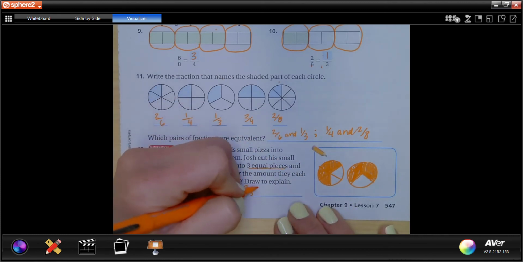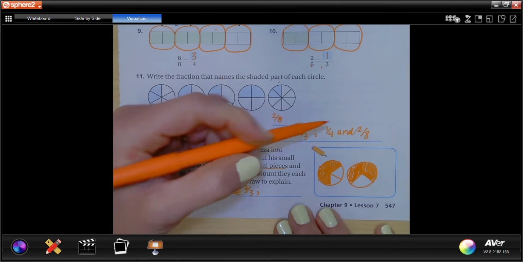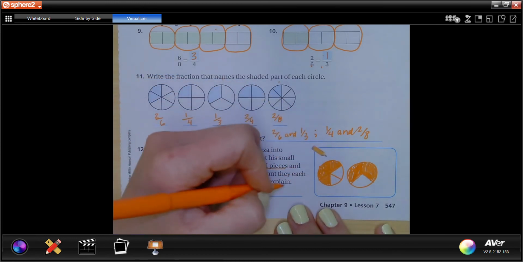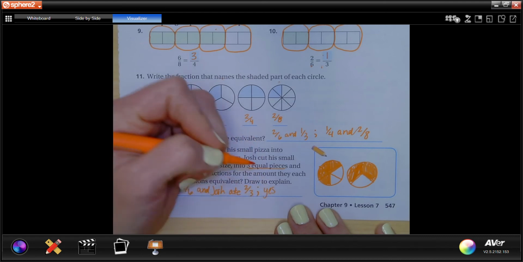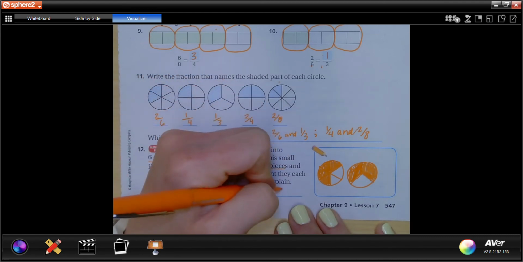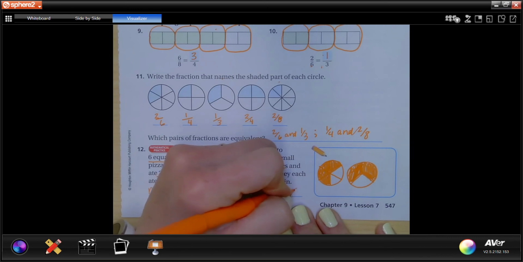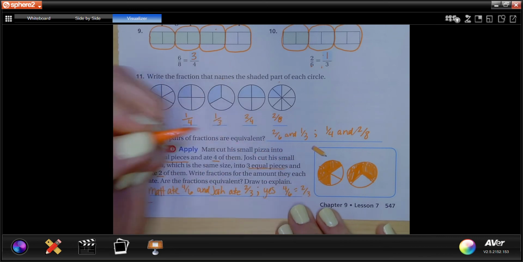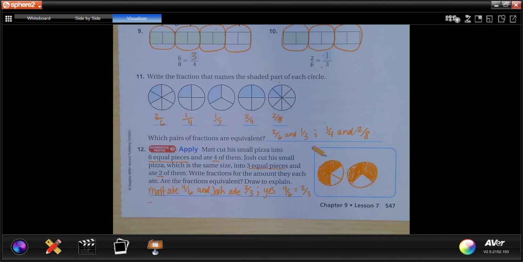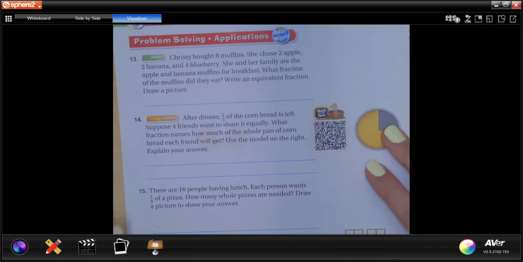Are they equivalent? Yes, they have the same amount left over. Yes. We'll go ahead and put 4/6 is equal to 2/3. Great job. Let's go over to page 548.